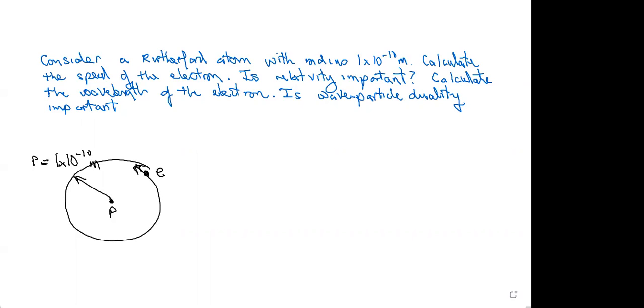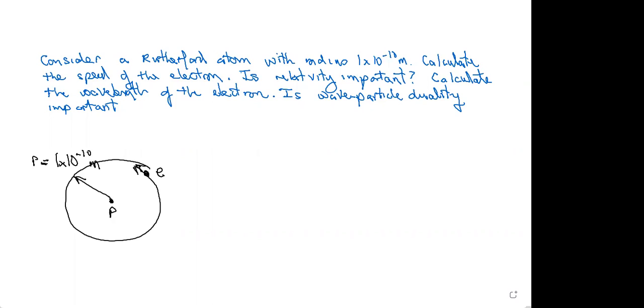Wanted to work a problem that involves the Rutherford atom. This is a simple model of the atom. It's a classical model of the atom where the atom is like a solar system. In the atom, the electron orbits the nucleus of the atom, like the planet Earth orbits the sun in the solar system.